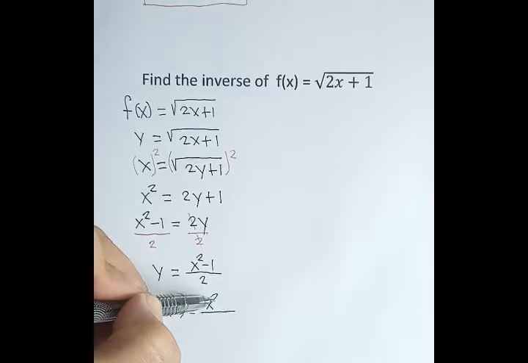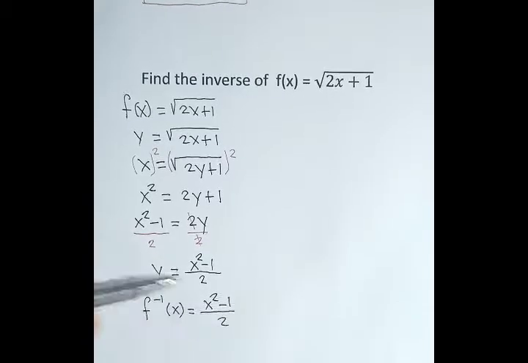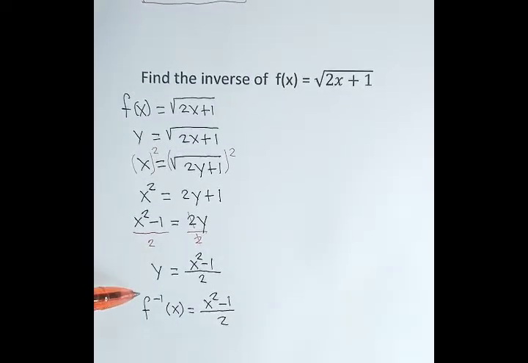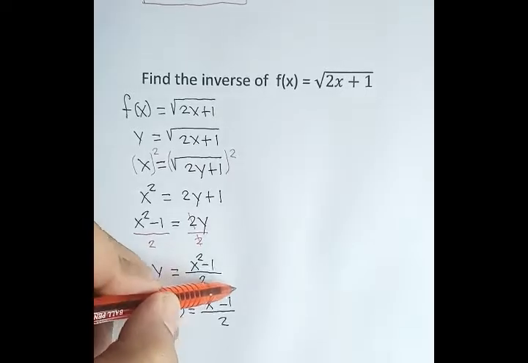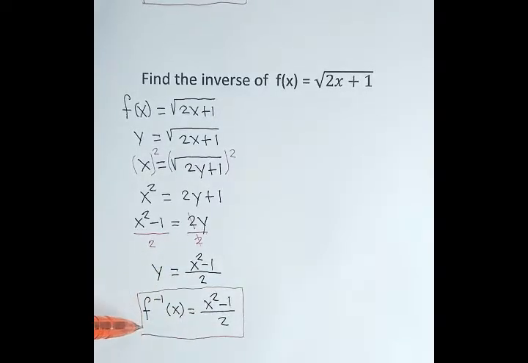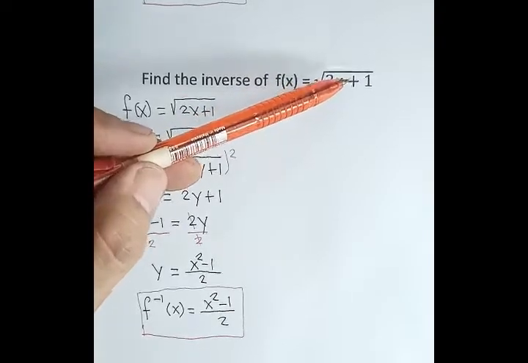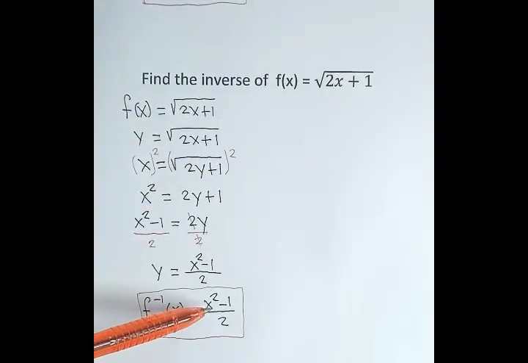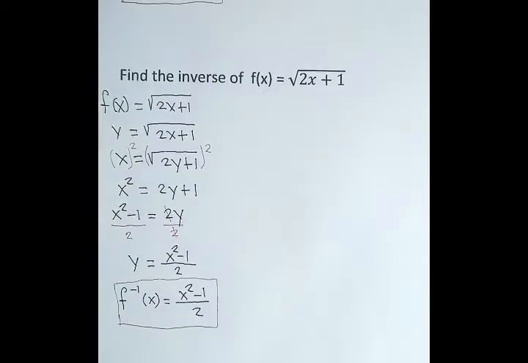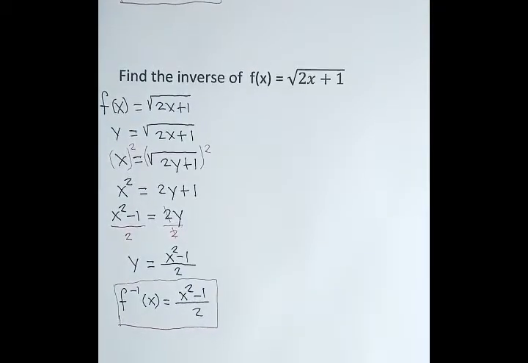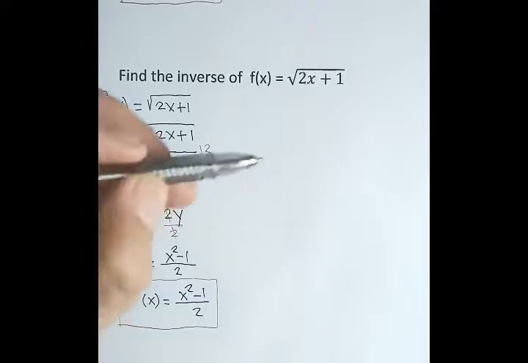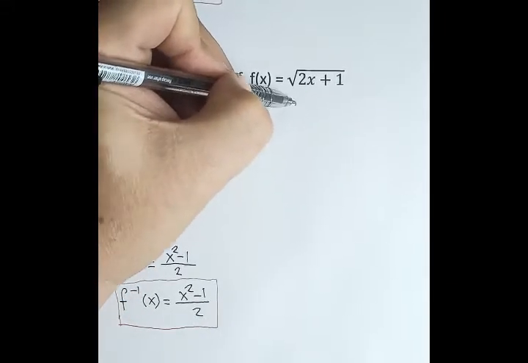So, x squared minus 1 over 2. So the inverse of the function square root of 2x plus 1 is x squared minus 1 over 2. This time we will verify if our answer is correct. So again, let us take the function of the inverse.